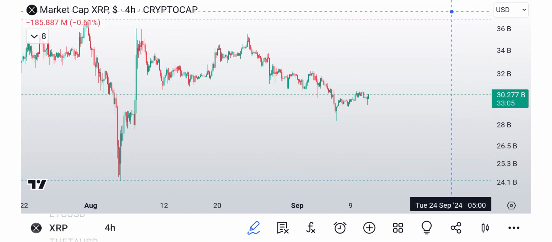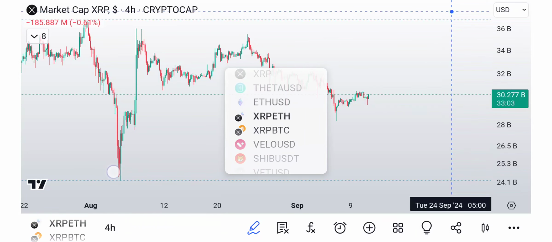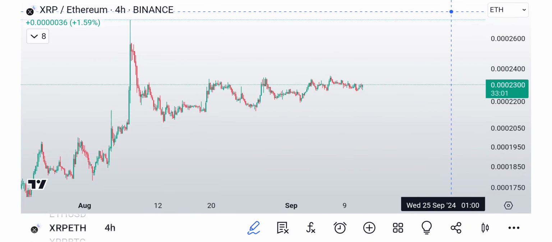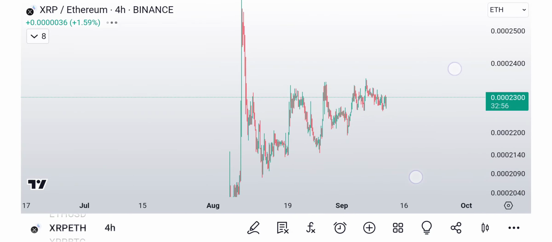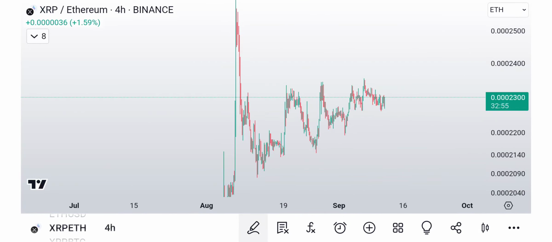Let's get over to XRP here, and looking at XRP versus Ethereum, man, that looks really, really tight in there.